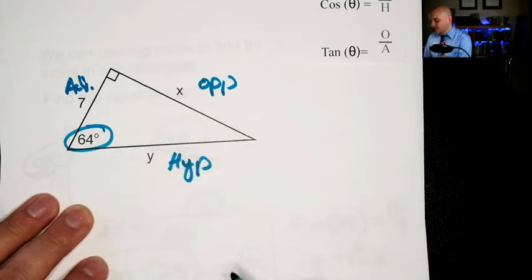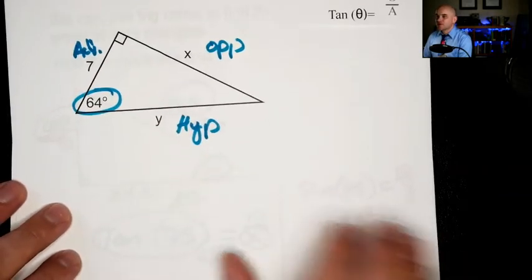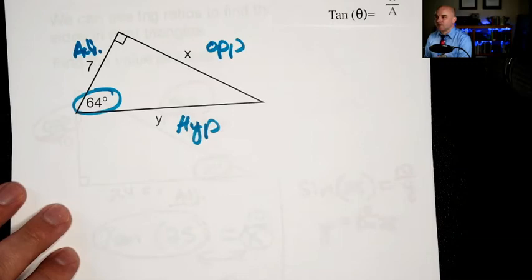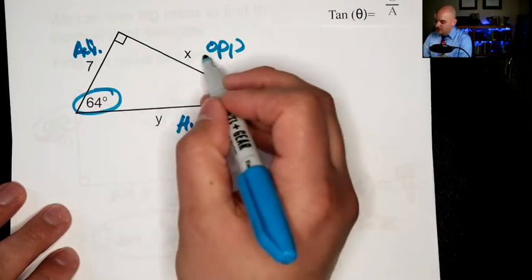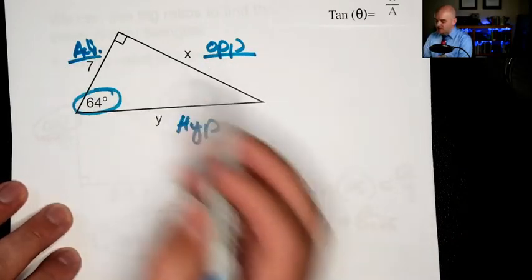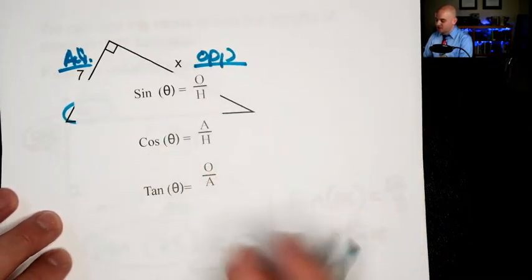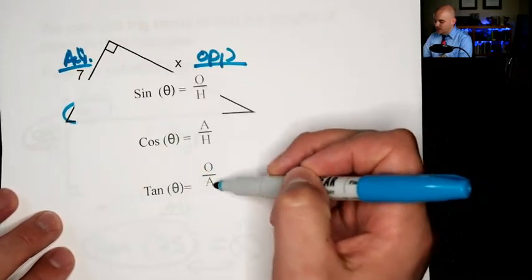I'm going to solve for x first, just because I want to. So solving for x, what am I going to do here? Well, I want to know the opposite side. I know the adjacent side. So I need to look at this and say which one uses opposite and adjacent.